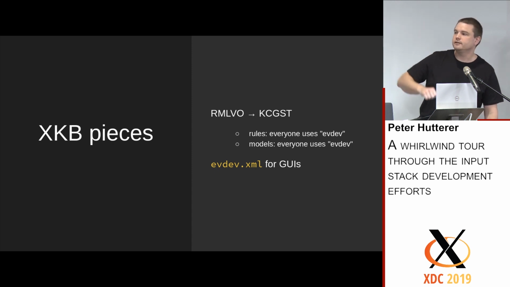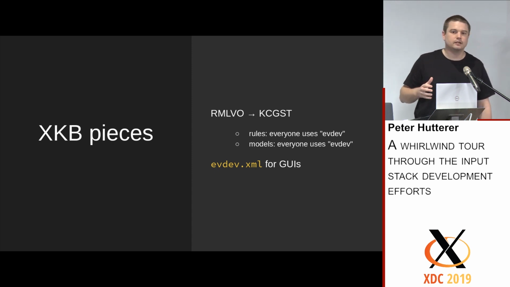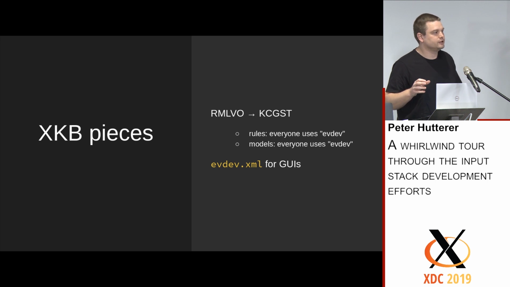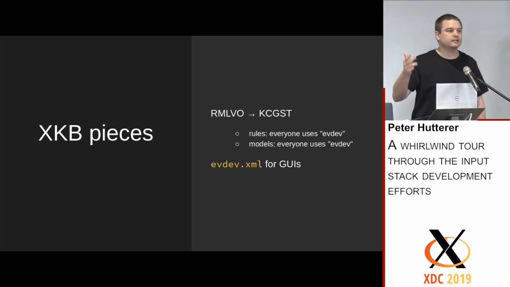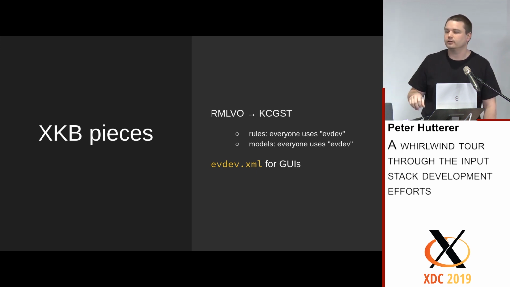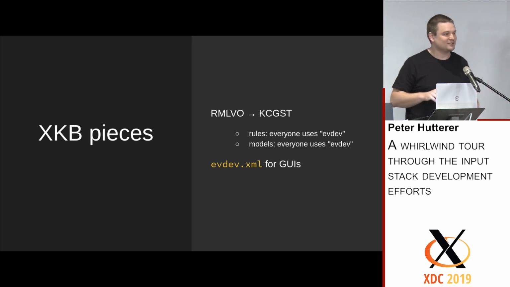So let's go back. The pieces that are involved here are basically the conversion from RMLVO to KcCGST. RMLVO is what you guys use, so it's rules, models, layouts, variants, and options. That is what you set in your control center or on the command line. XKB internally converts this to keycodes, compat, geometry, symbols, and types. That's what XKB uses internally. And it's not always easy to remember.